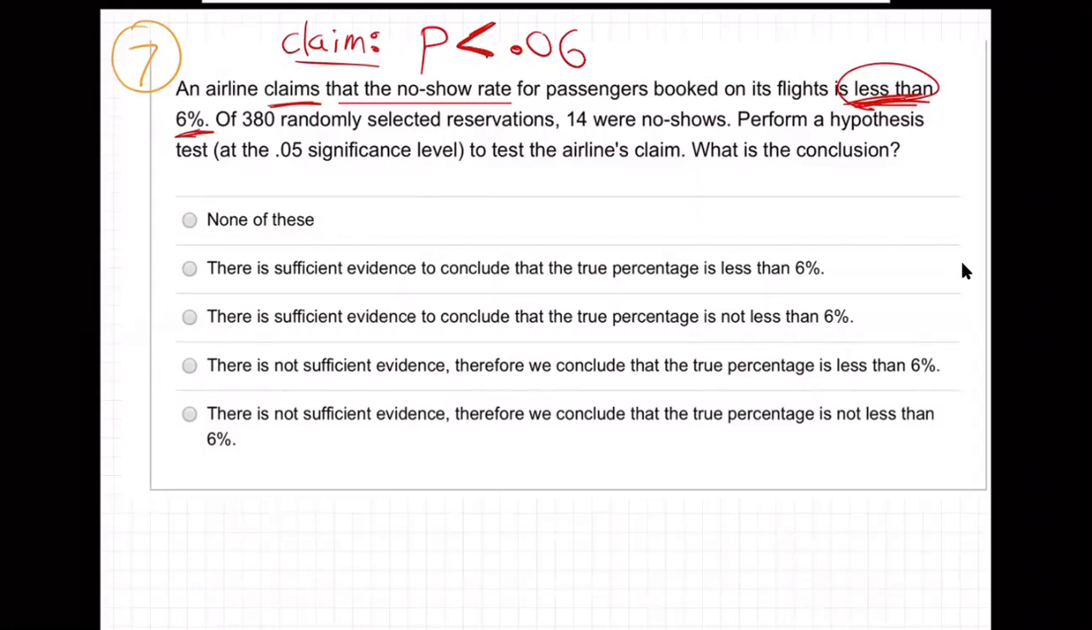So it's saying the P is less. The P gets the narrow side of the symbol. The 0.06 is the greater one. The P is the less. So the no-show rate is less than 6%. That's what's being claimed. Now, from here, we write the H0 and we write the H1.